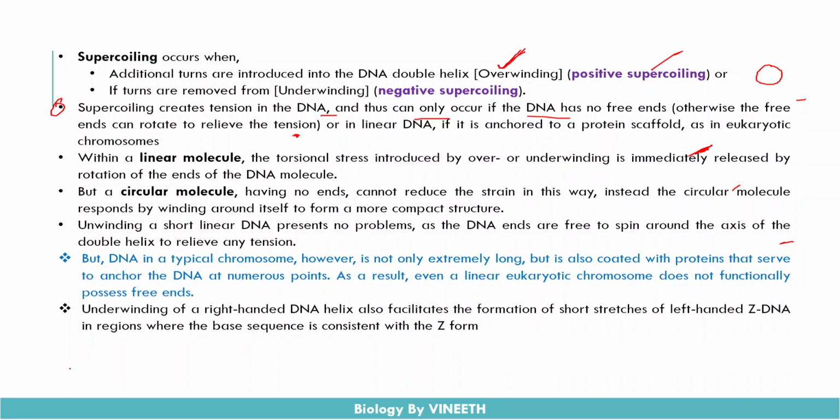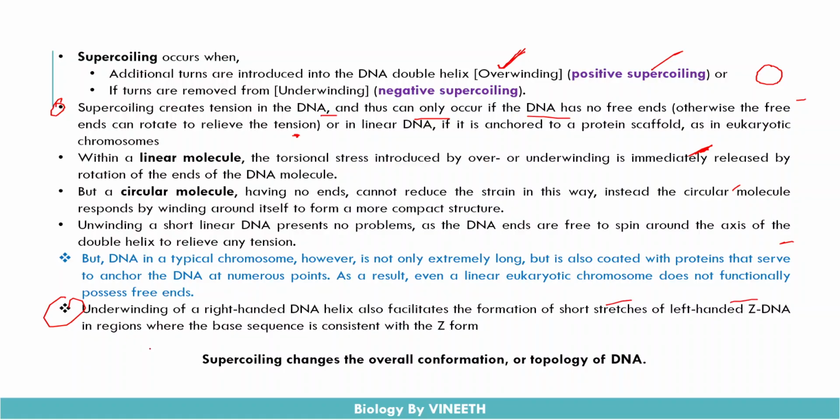Okay, so these proteins actually act as barriers at the ends of the DNA sequences, so they might introduce supercoilings on the DNAs. Just remember this one: underwinding of a right-handed DNA helix also facilitates the formation of short stretches of left-handed Z-DNA, where the base sequence is consistent with the Z form. That means whenever you underwind B-DNA, the B-DNA forms Z-DNA.